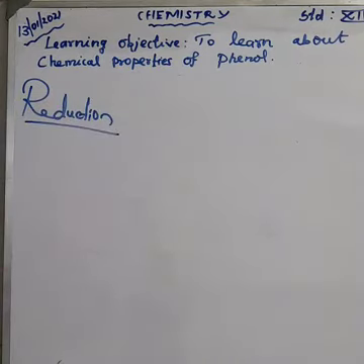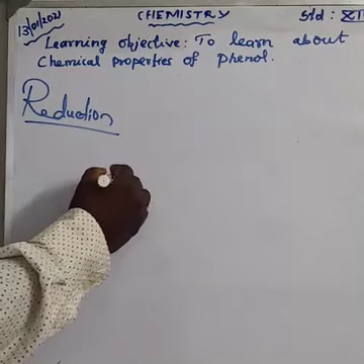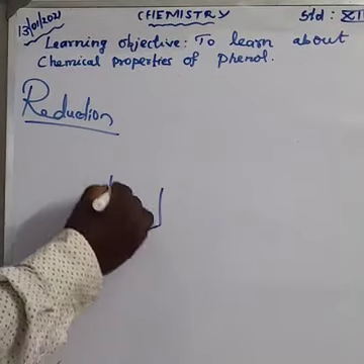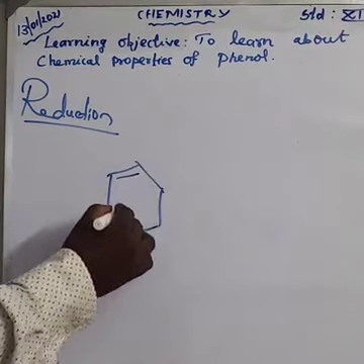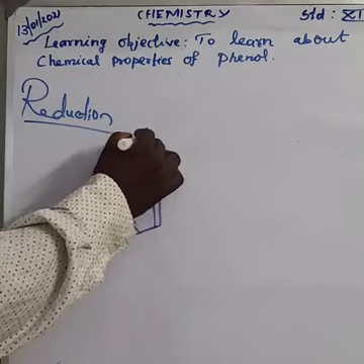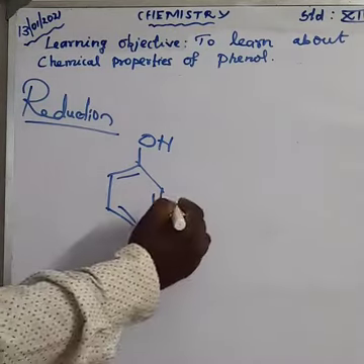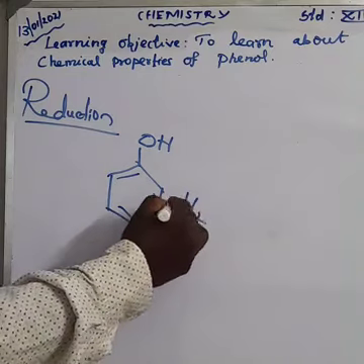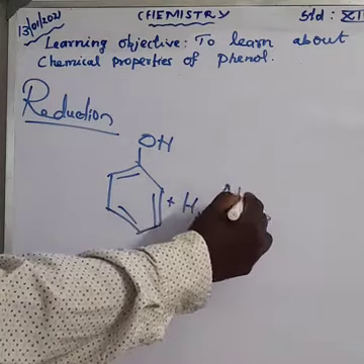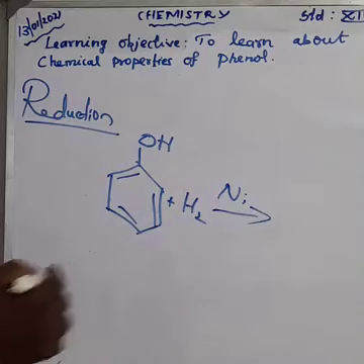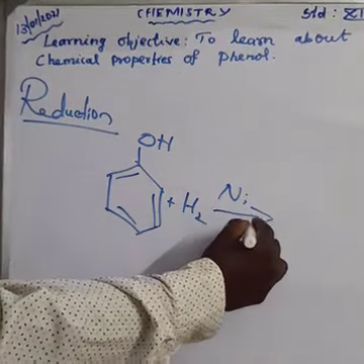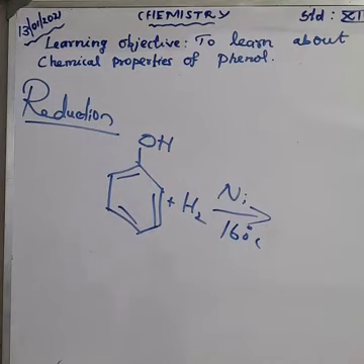Reduction reaction. Okay, that is phenol. What is the formula for phenol? C6H5OH, phenol. On catalytic hydrogenation, that means we are adding hydrogen molecule, in the presence of nickel. We are using one of the catalysts called nickel at 160 degrees Celsius. What's the temperature? 160 degrees Celsius.